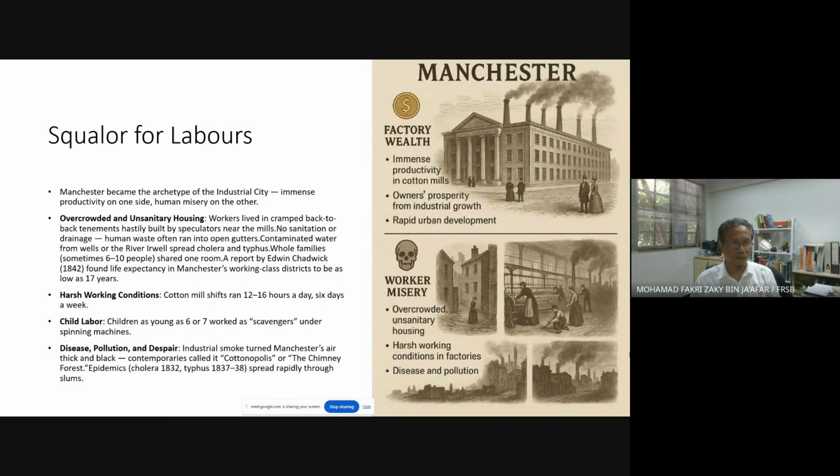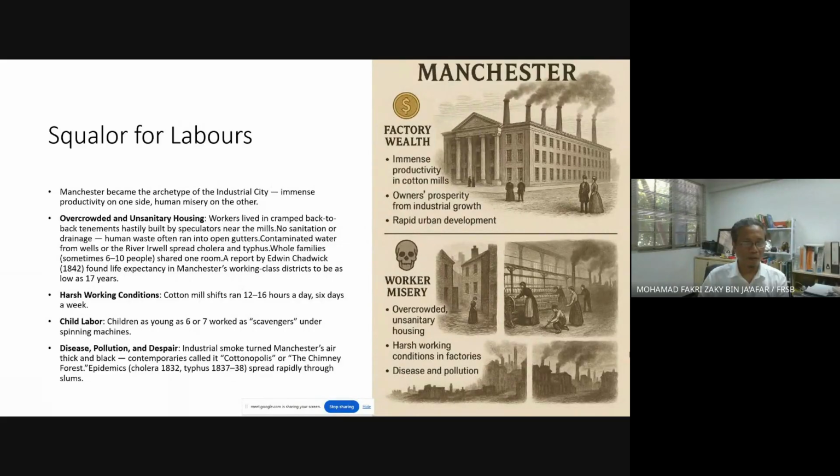And back then child labor was common. As young as 6 or 7, they worked as scavengers because of their small bodies. The underneath of the machine needed to be swept and cleaned, so these children could go under the machine to help them. Okay, so because of this, disease, pollution, and really harsh living conditions became a problem. Even the pollution from the factories turned the air into an unlivable situation.